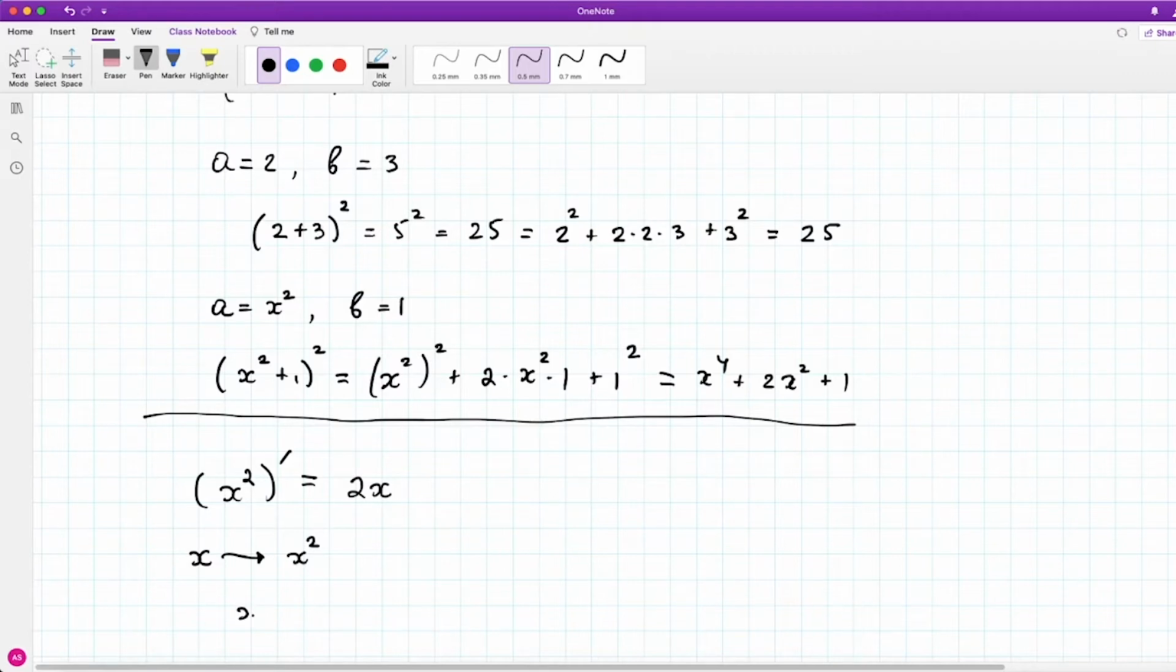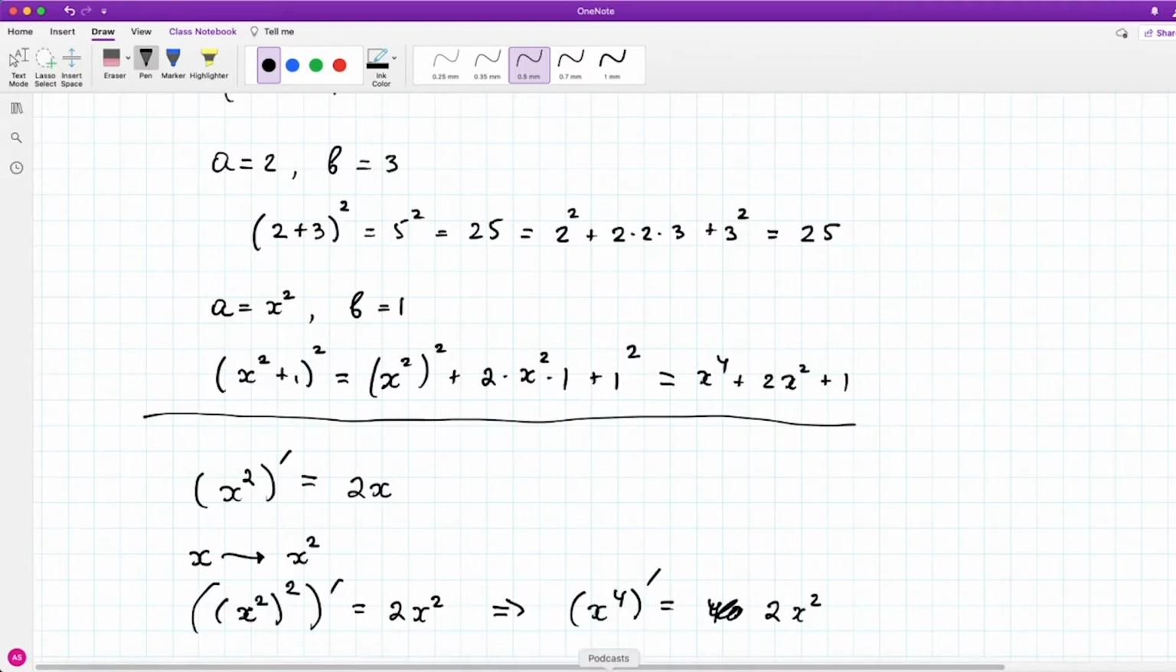Then replacing x with x² on both sides gives us the following equality: the derivative of (x²)² equals 2 times x². What I did here is everywhere we see x on the left hand side and on the right hand side of this equality, I simply replaced it with x². Now this formula simplifies to say that the derivative of x⁴ equals 2x², sorry.